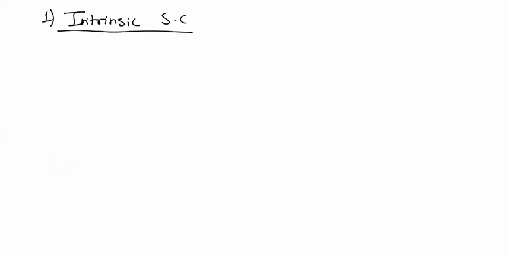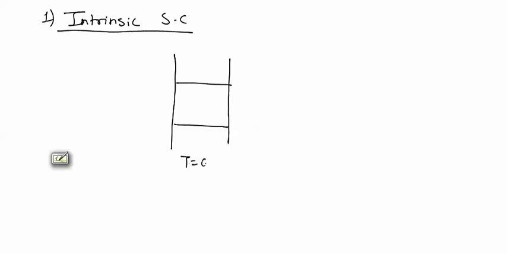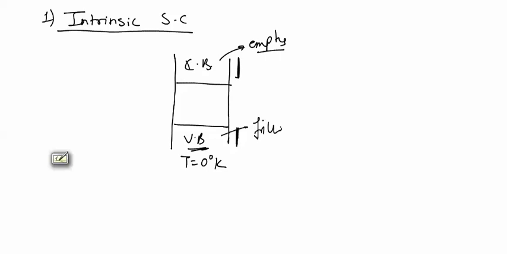Now, first we will see the Fermi energy level for intrinsic semiconductor. In case of intrinsic semiconductor, at T equal to 0 degrees Kelvin, all the electrons will be in valence band, and there will be no electron in conduction band. All the electrons lie here and no electron is there, meaning total empty states are there in conduction band and all the energy states are filled in valence band.